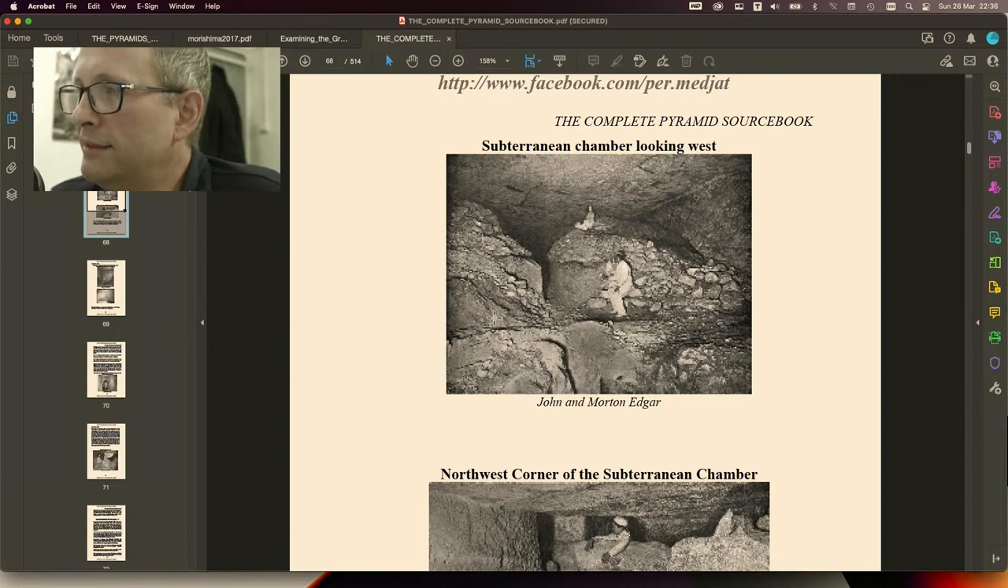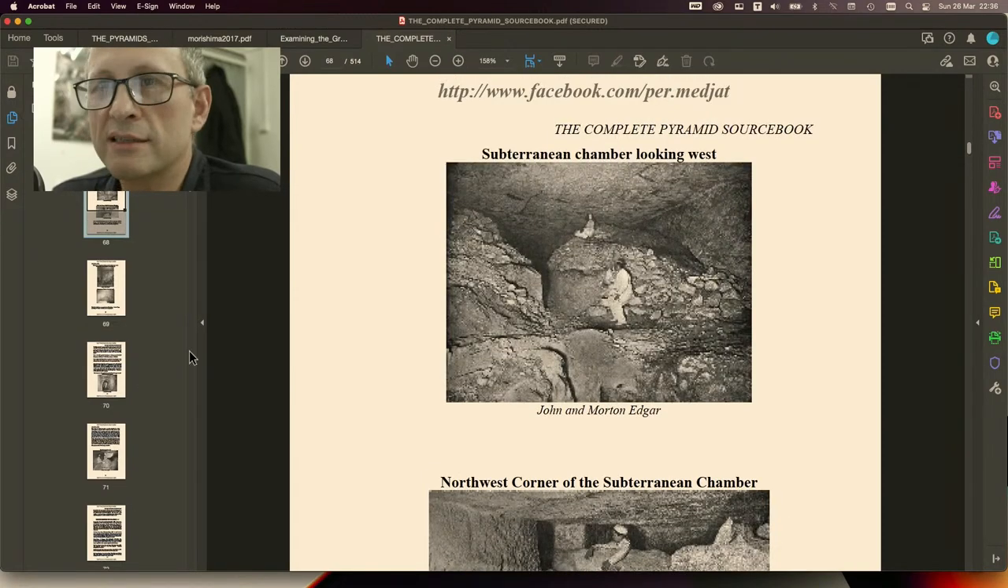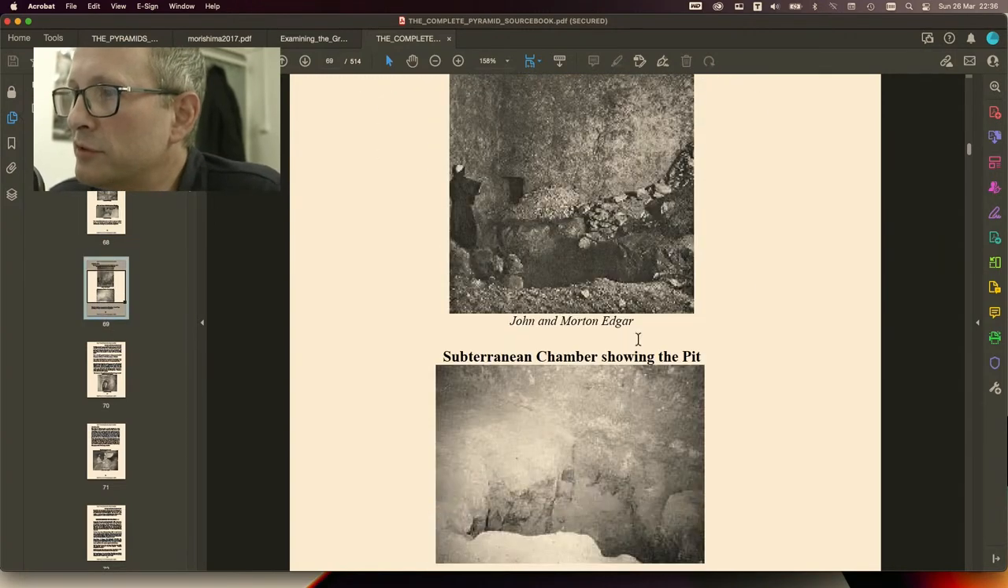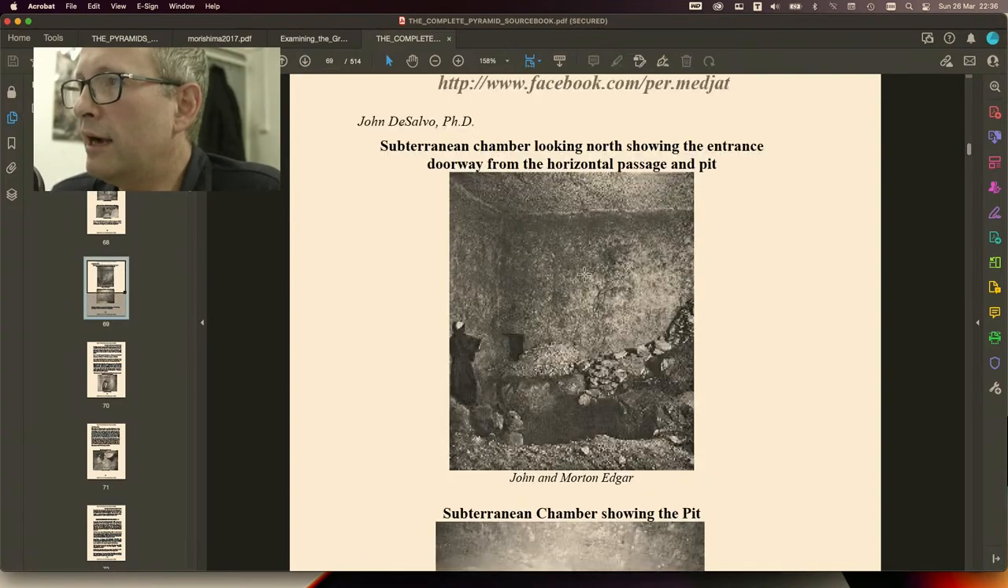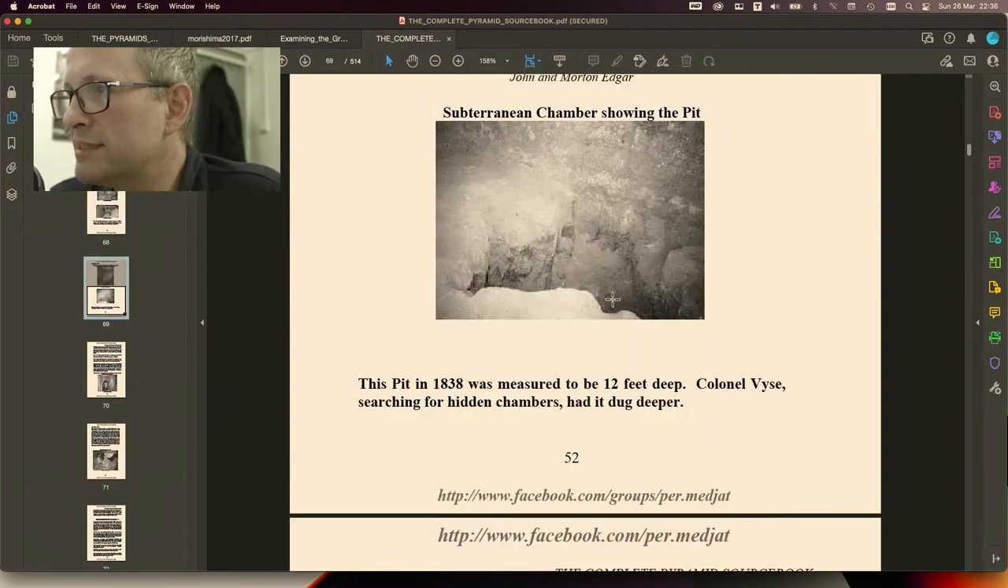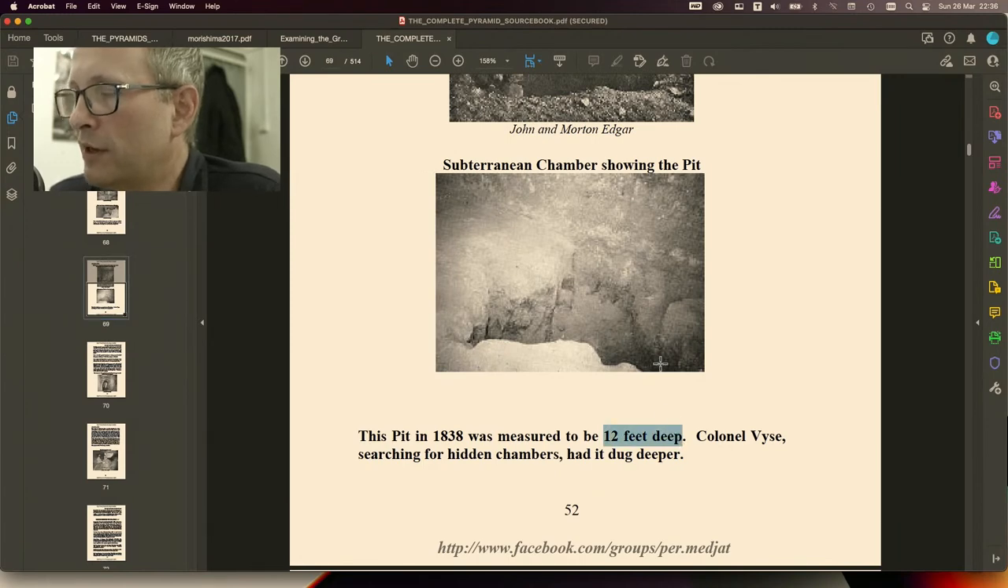This would give the impression that it's an unfinished chamber, in that they started chipping away at it, and said, well, I can't be bothered, and just gave up. It could be that actually this is the result of disrupted material. That is one hypothesis that I have, and that's just the bits that ended up after you've disrupted the material. Apparently, and I was actually interested in this, I read a couple of pages and it said that Colonel Vyse measured the pit to be 12 feet deep. Colonel Vyse, searching for hidden chambers, had it dug deeper. So the original pit was 12 feet deep. It might have been filled with rubble, but this guy, Colonel Vyse, I don't know.